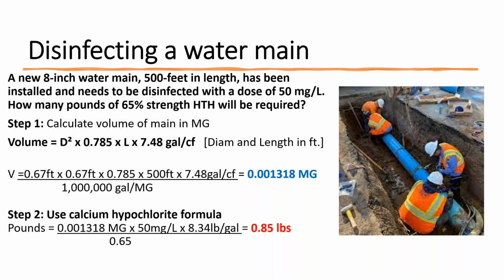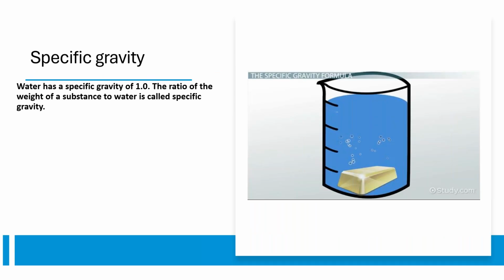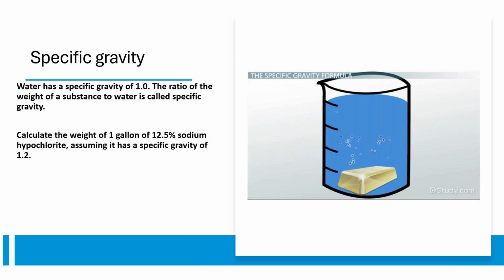Okay, great job, everyone. I know I'm not giving you a whole bunch of time for everybody to do the problem, but I appreciate just that one coming in. Now, as we move into the liquid chlorine, we're going to look at a couple of concepts here. First of all, specific gravity. Water, by definition, has a specific gravity of 1. When we're calculating specific gravity, we're looking at the ratio of the weight per gallon of a substance to water. For example, we might calculate the weight of 1 gallon of 12.5% sodium hypochlorite. That's a very common strength, 12.5% strength for a liquid bleach, and it has a specific gravity of around 1.2.